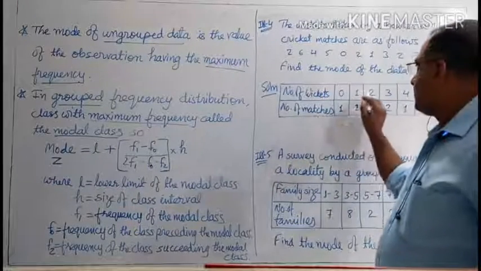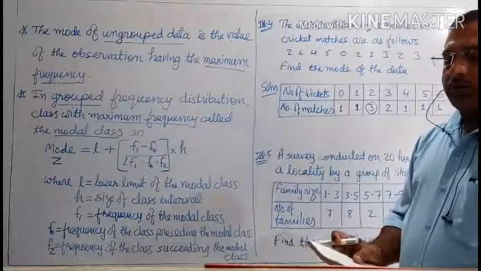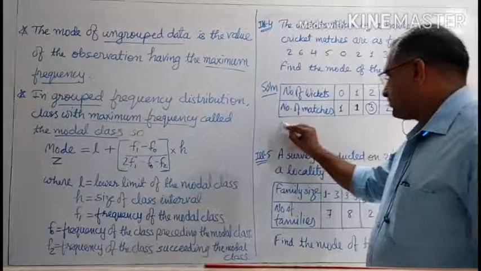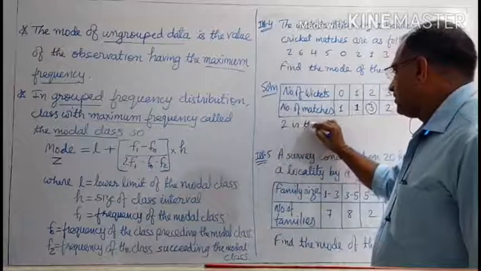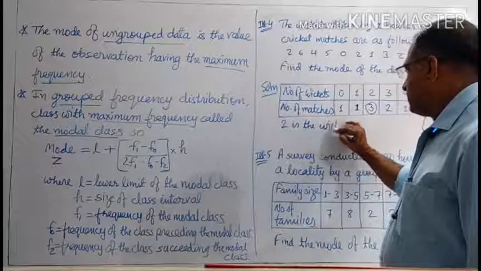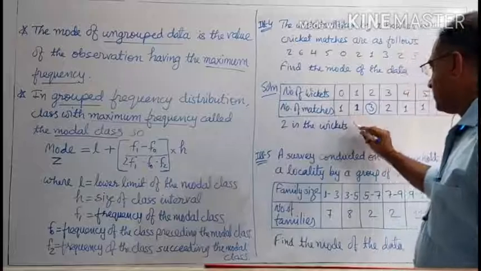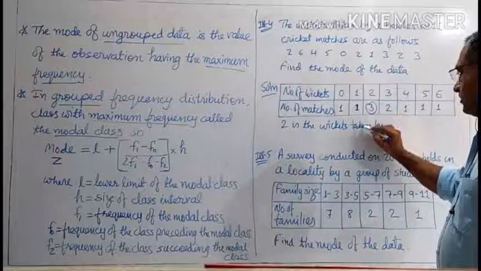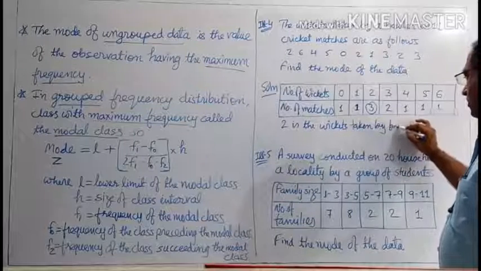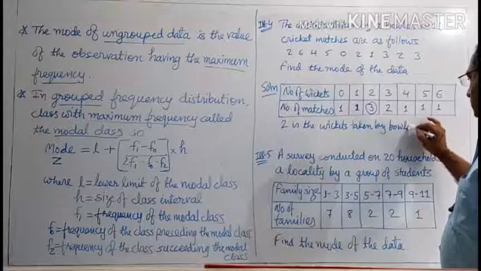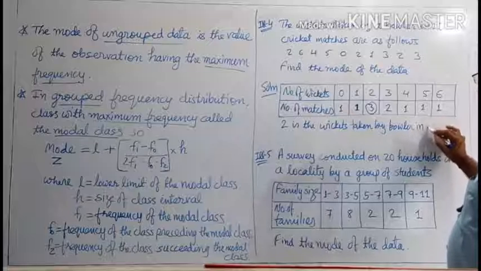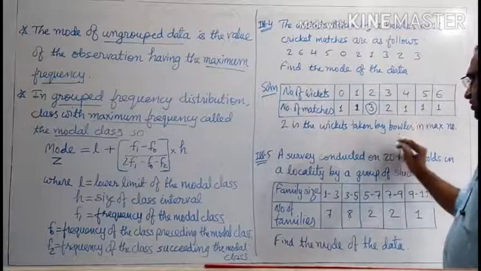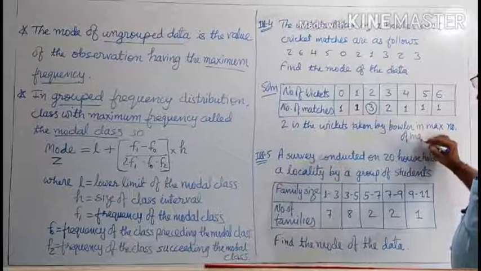So here 2 is the number of wickets taken by the bowler in the maximum number of matches.